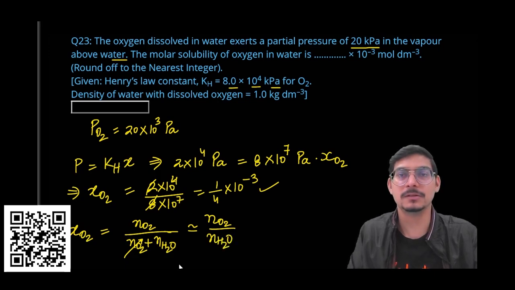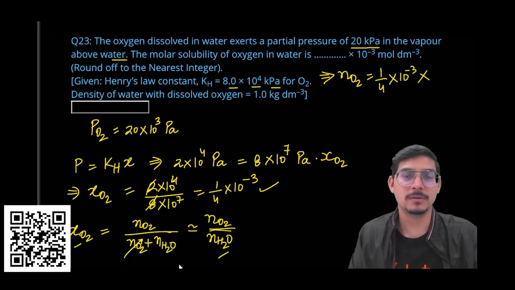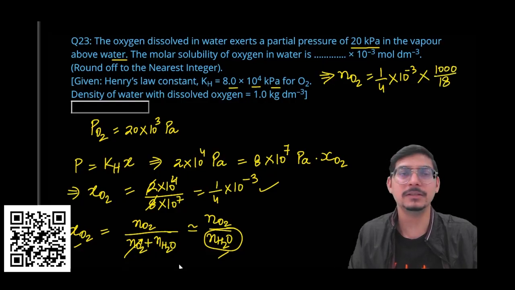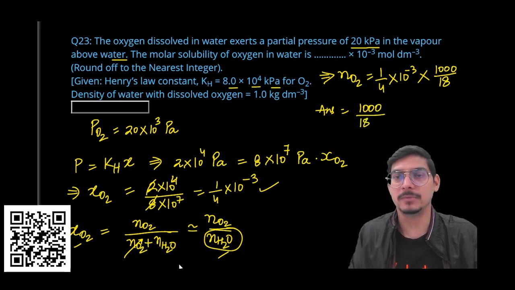Now in 1 liter of solution, the number of moles of oxygen would be the mole fraction from this expression, which is 1 by 4 multiplied by 10 raised to the power minus 3, multiplied by the number of moles of water. Now in 1 liter, the number of moles of water is approximately 55.55. So that's basically 1000 divided by 18, if we consider the density to be 1. So the answer, if we compare it with the format, has to be 1000 divided by 18 multiplied by 4.